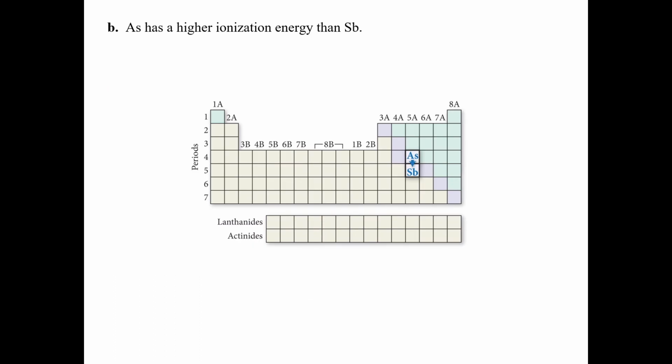For part B, arsenic has a higher ionization energy than antimony. So we'll start off with As. We got to move down to antimony. And as we're moving down, the atomic radius is increasing. That means it's easier to remove a valence electron from the outer shell. So less ionization energy is needed for Sb. Our answer here is As.